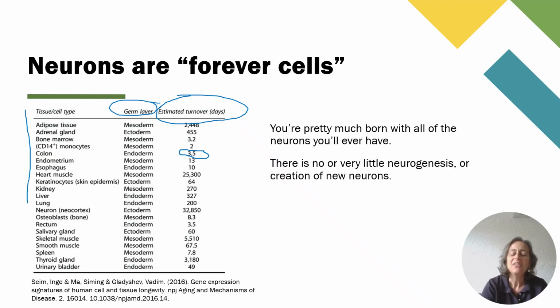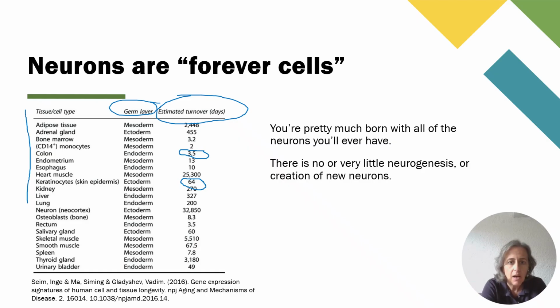That's pretty cool. So they're turning over really, really quickly. Most of the inside of your digestive tract is. You can see endometrium's right below there, 13 days, right? That's changing over quite a lot. Keratinocytes, which are skin cells, 64 days, right? And so you can see all these different cells have these different turnover times.